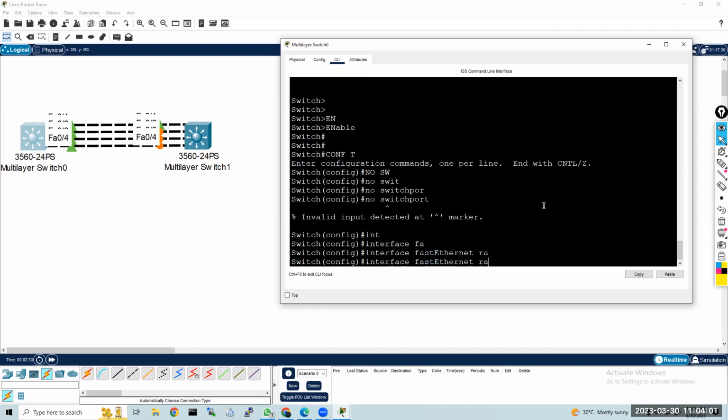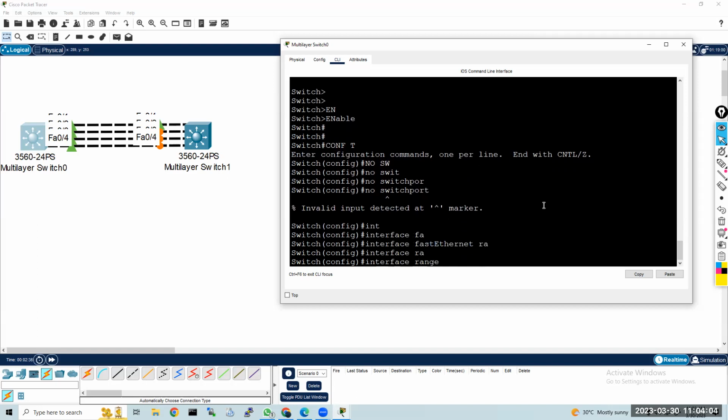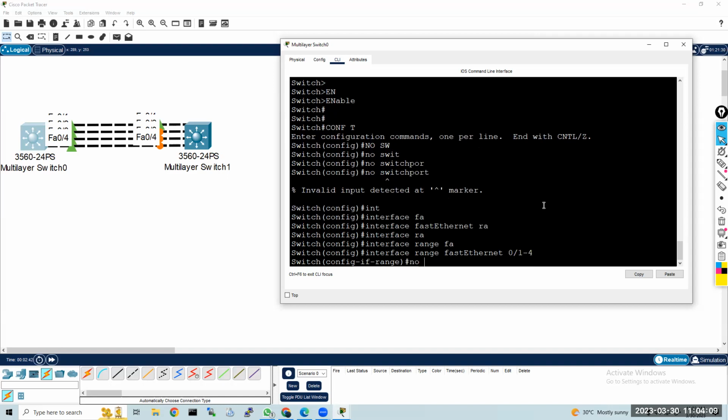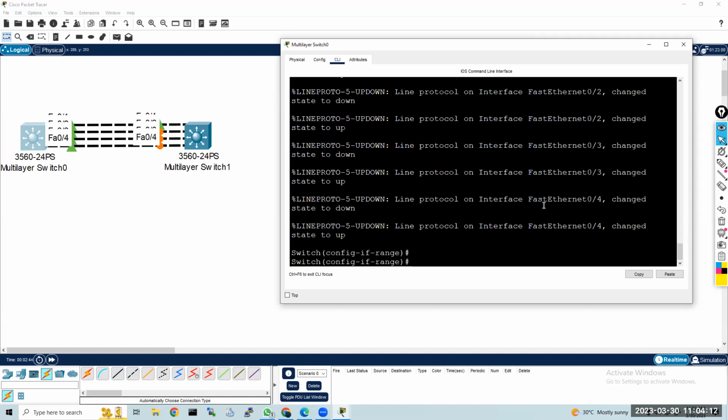So take interface range. I think we have taken 0/1 to 4, the same ports. Okay, no switchport. Okay, so now it will become your layer 3. So what should I do next? Yes, we have to bundle it. Okay, as you know, by default it will work as layer 2, right? You have to make this a trunk link.